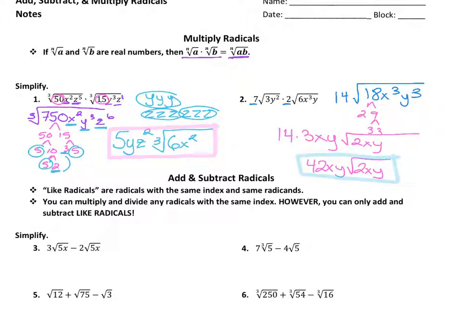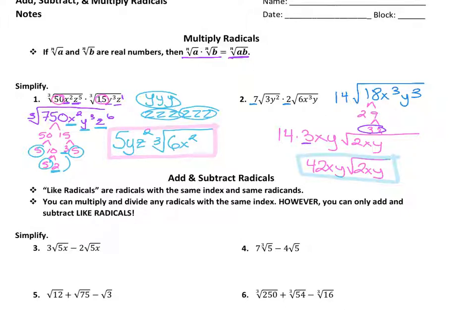So the first thing I did was I multiplied them together, and I got 14 on the outside, and I got 18x cubed y cubed on the inside. Then I broke down the 18. The 18 breaks down into 9 and 2, and then 3 and 3. Since I have a pair of 3's, the 3 came out with the 14.